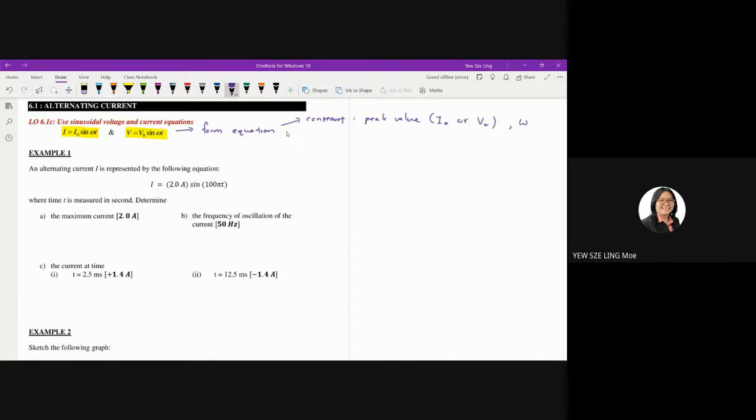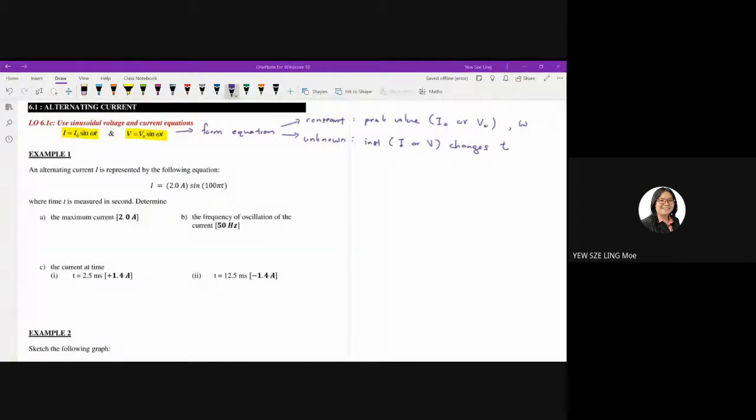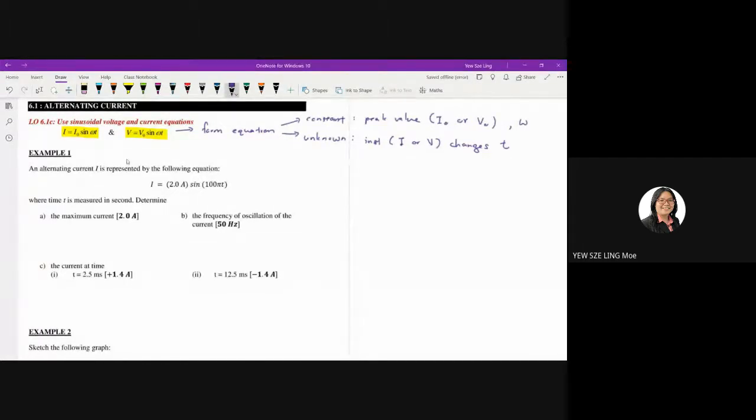And then the variables that are not constant, which we're going to leave as unknown when forming the equation, are the instantaneous value and also the time. Now, the instantaneous value in this equation is the I or V, which changes with time. That's why we say we don't have the value, because at every single moment they have a different value. So I equals I naught sine omega t, V equals V naught sine omega t.